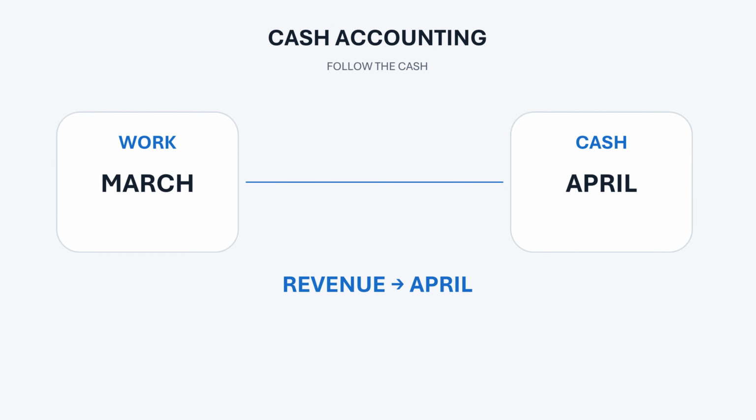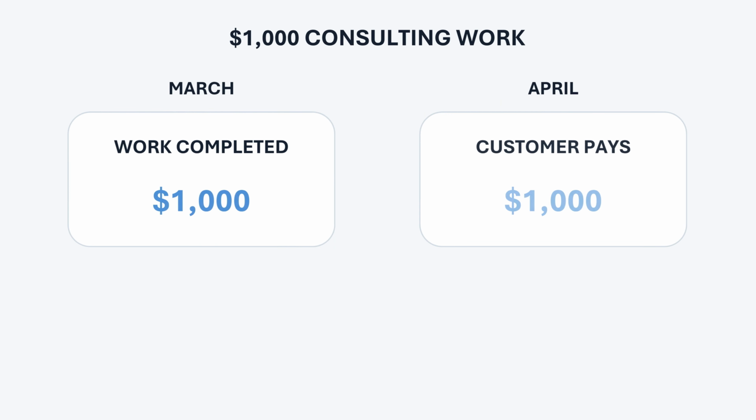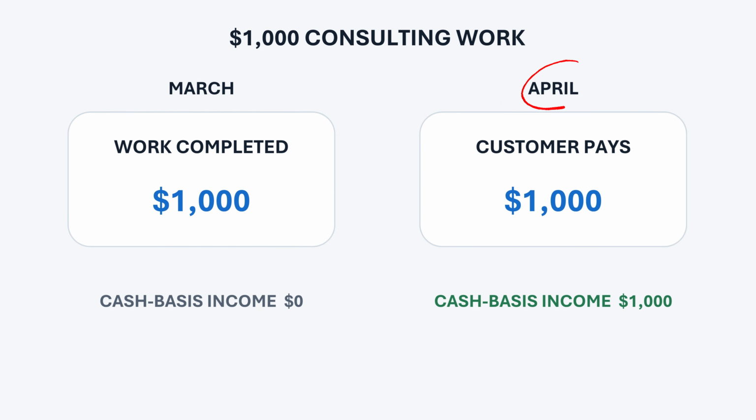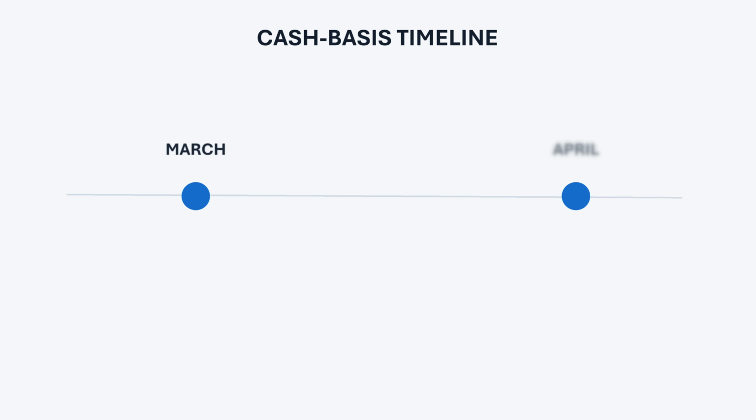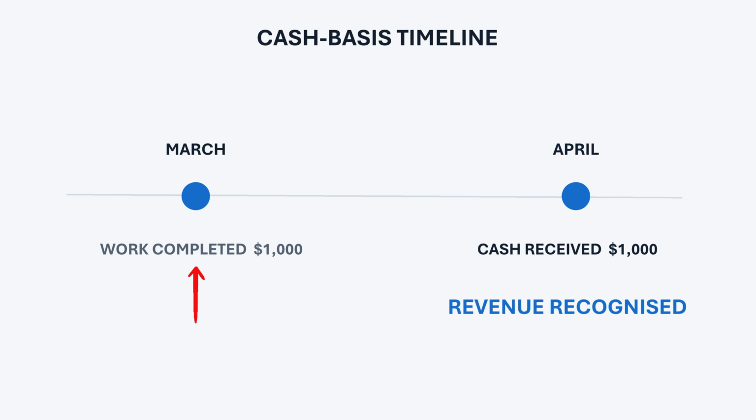Let's look at a self-employed consultant. He completes some work for a customer in March, but the customer doesn't actually pay him until April. Under a straightforward cash basis approach, we follow when the money is received. So, although the work was completed in March, the revenue is recognized in April when the cash comes into the business. So notice the timing: work completed in March, cash received in April, revenue recognized in April.